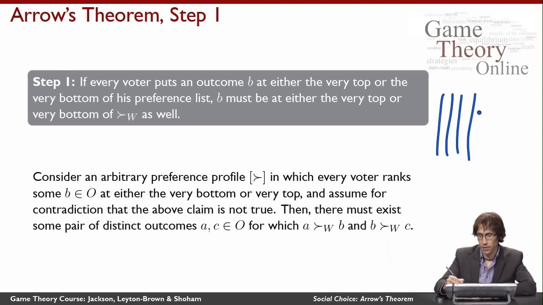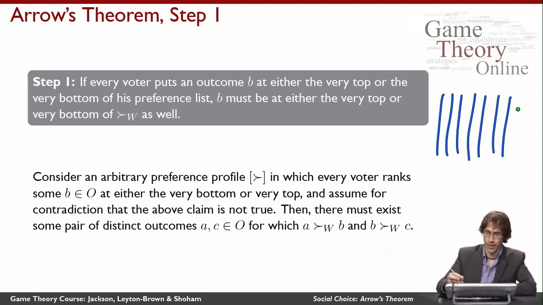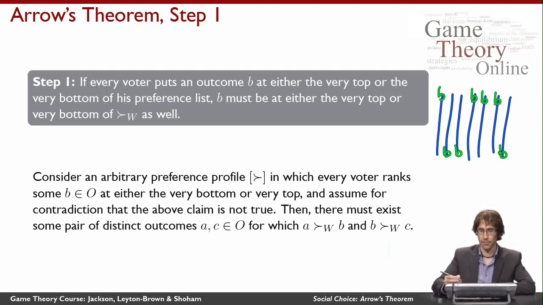So think of these as being a bunch of preferences from all the different agents. And what I'm saying here is that each agent has to put B either at the top or the bottom. It doesn't matter which, but they have to put it either at the top or at the bottom. And what I want to claim is that the social welfare function then has to do the same thing. It either has to go here at the top or it has to go here at the bottom. So let's see why that would be true.